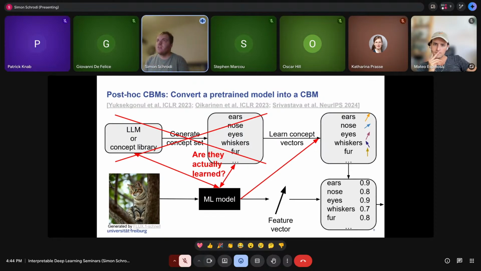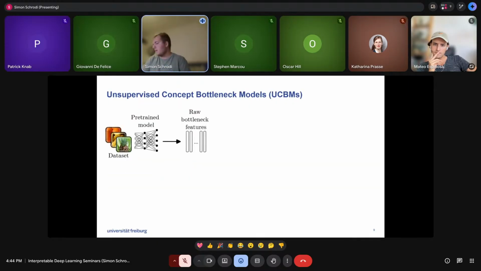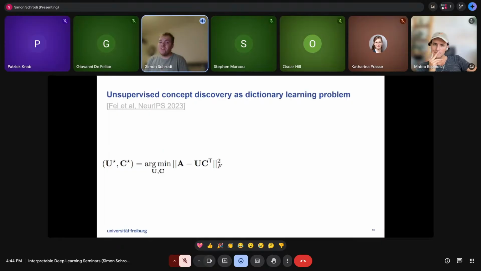The answer is yes. So let's start with what we can do here. First, we get a full dataset of a lot of images, or any other modality. Then we get a pre-trained model, download DINO, your favorite ResNet, whatever model, and you get a lot of features. Now we want to get concept representations out of it. The nice thing is there's an orthogonal direction in the literature called concept discovery, or unsupervised concept discovery.